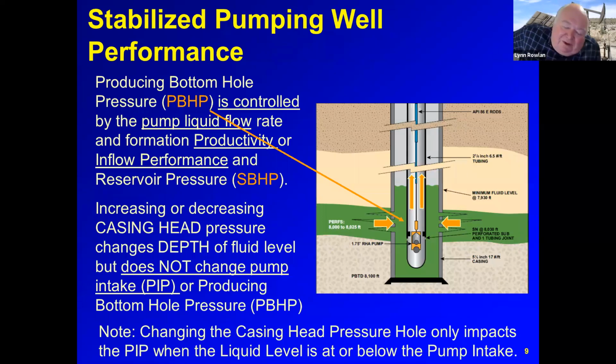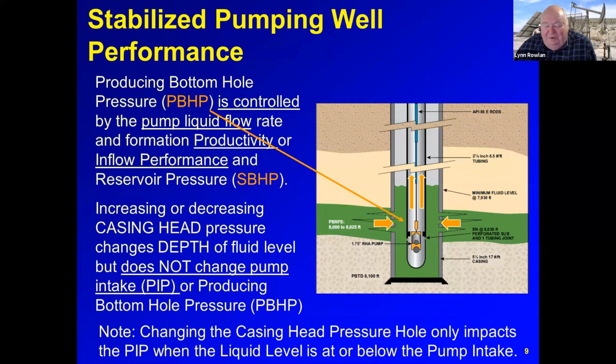So here we're talking about, again, stabilized performance, and the bottom pressure here is controlled by your pumping rate. There's a relationship: the faster you pump, or the bigger pump you have, typically the more liquid you withdraw, and that results in a lower producing well pressure.